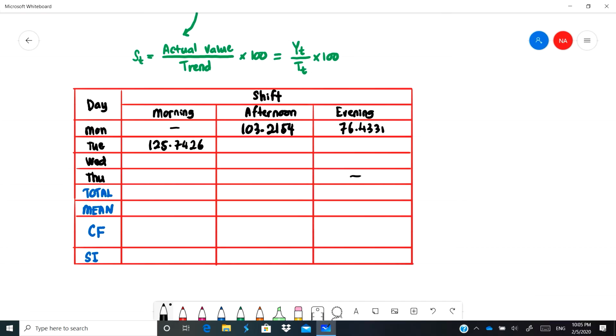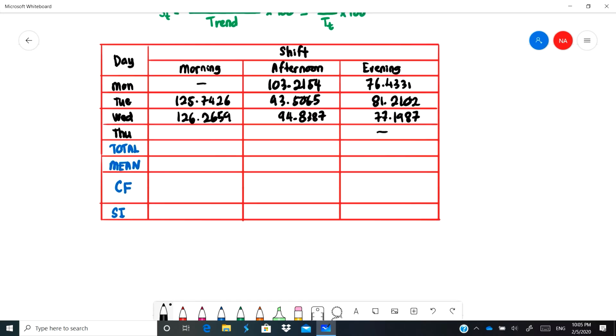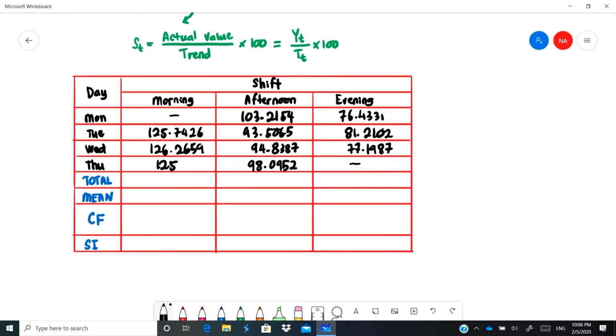125.7426, and then you have 93.5065, and then 81.2102, and then 126.2659, and then 94.8387, and then 77.1987. The next one will be 125, and the last one will be 98.0952. After completing this table, we'll have to find the total.